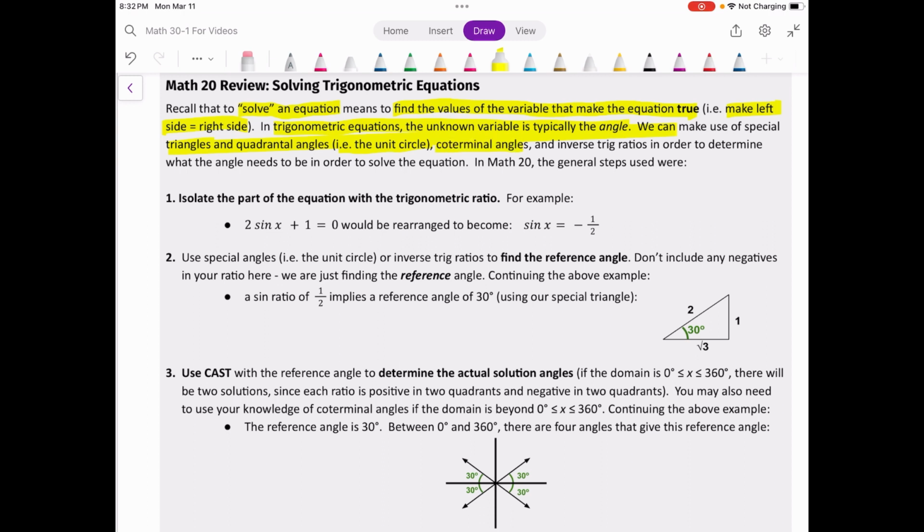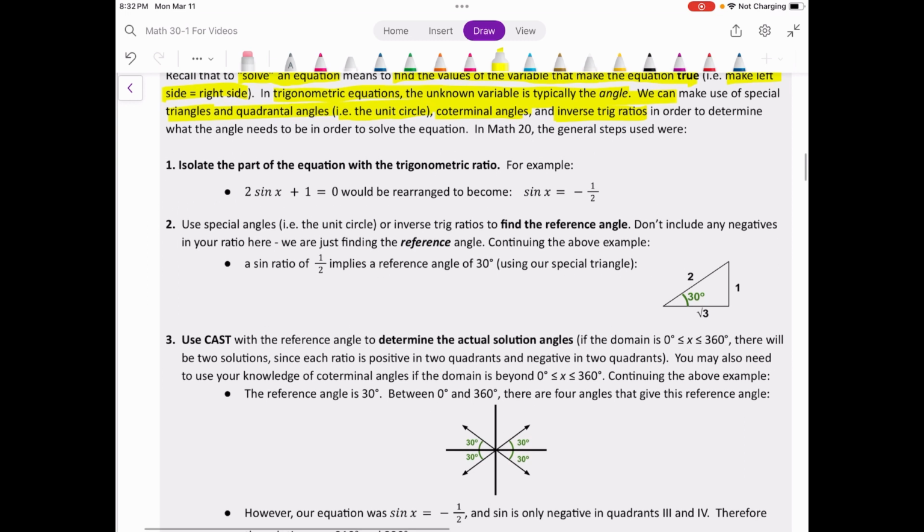We can make use of the coterminal angle stuff we know, and sometimes we can even use inverse trig ratios where the special angles don't quite work out, if we're dealing with something that might not be a special angle. We'll use all of those skills in order to determine what the angle needs to be in order to solve the equation.